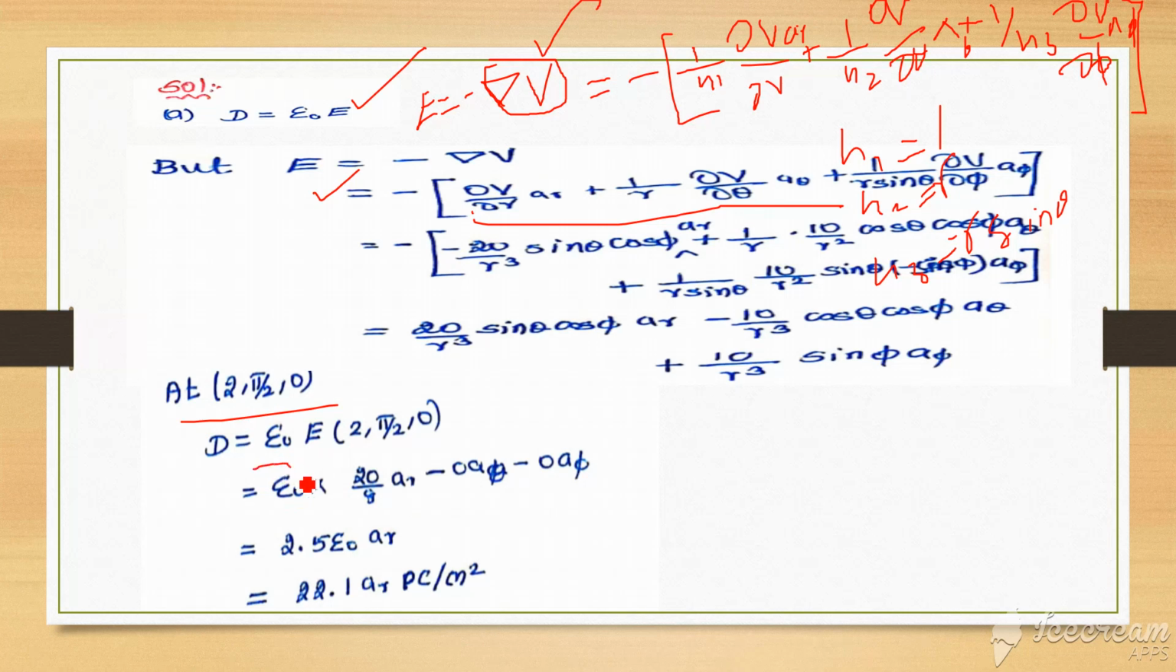We already know E naught is constant, so we need to find E at the given point. While substituting this point, these two terms become 0, because the phi value is 90. Here the theta value is pi by 2.